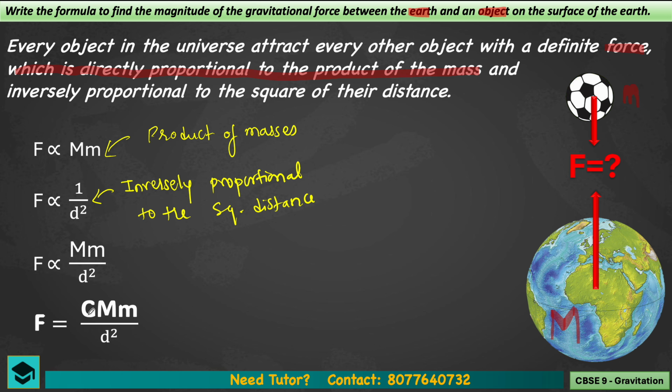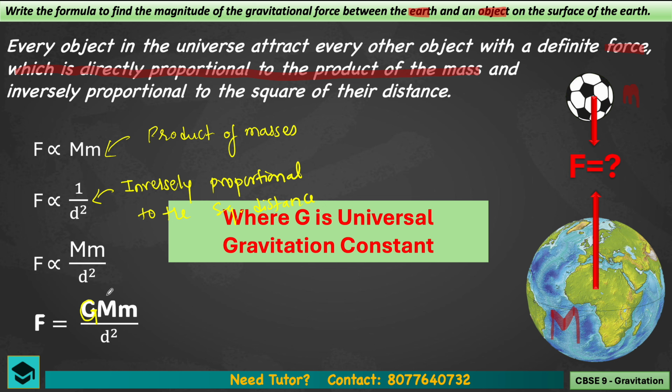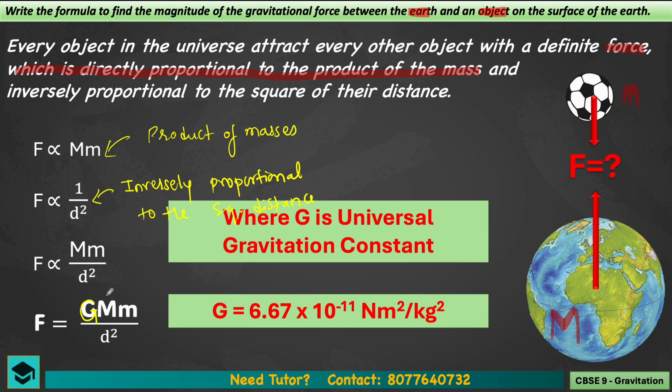So you see this capital G I have taken over here. This G is basically the gravitational constant, and it is fixed and present between every two objects, whatever the force is. So here G is known as the universal gravitational constant, and the value of this constant is 6.67 into 10 raised to power minus 11 Newton meter square per kg square.